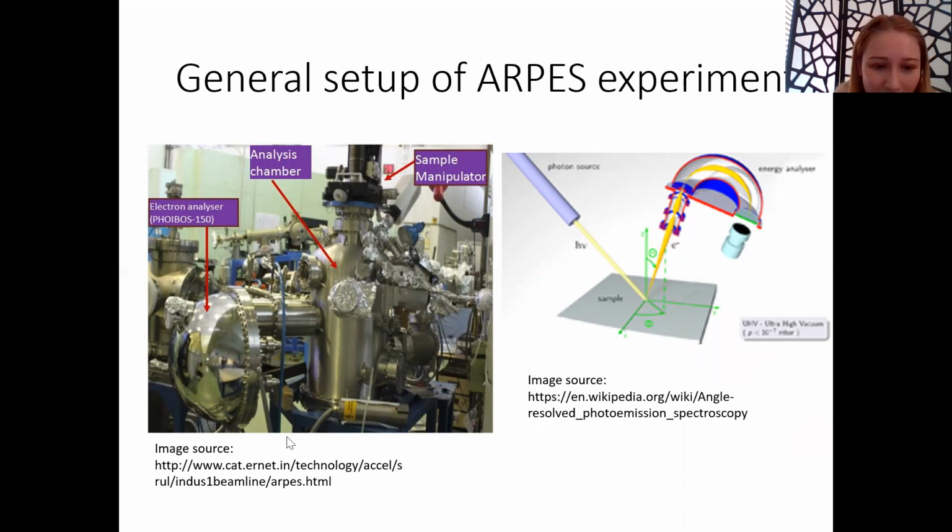So the photon source, I'm not sure where it is in this image actually, but I'll get into what types of light sources can be used. So that is the general setup. And inside these stainless steel containers, it is ultra high vacuum. A lot of the technical difficulty in managing and setting up an ARPES system is really achieving this ultra high vacuum.